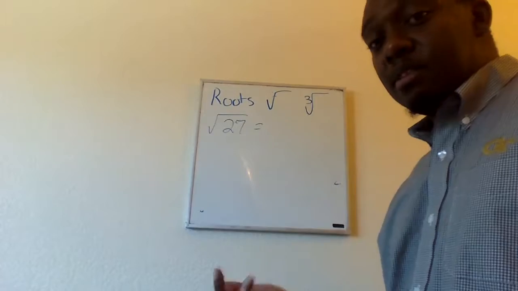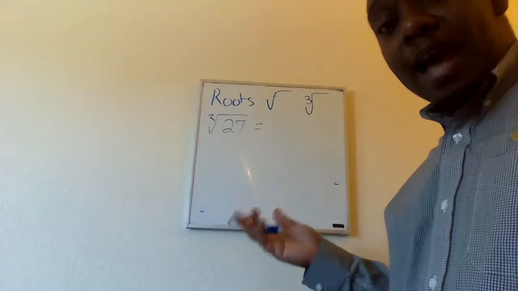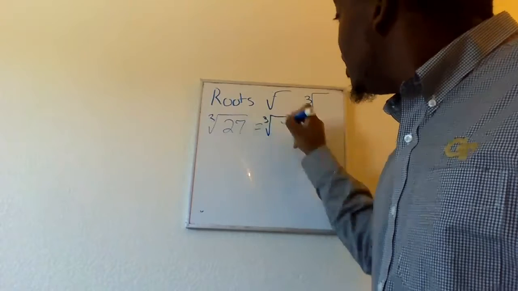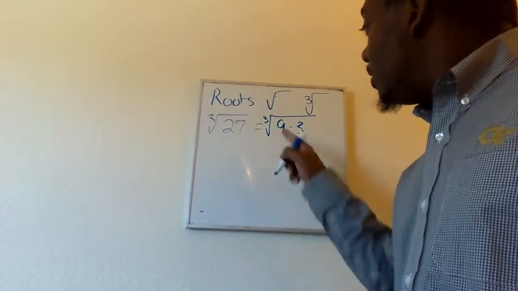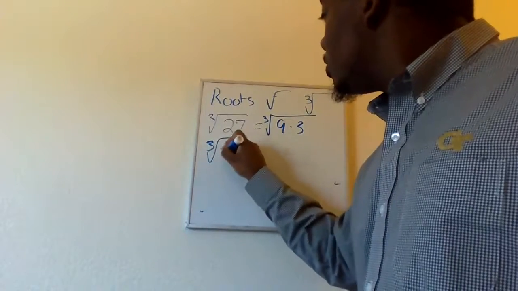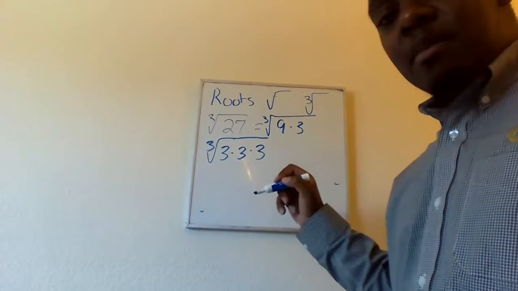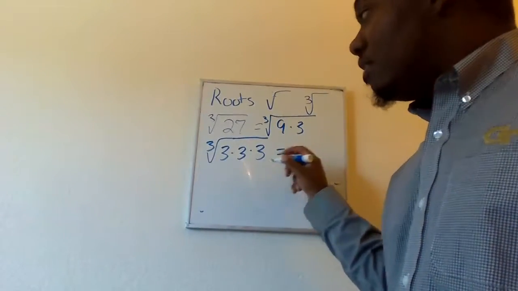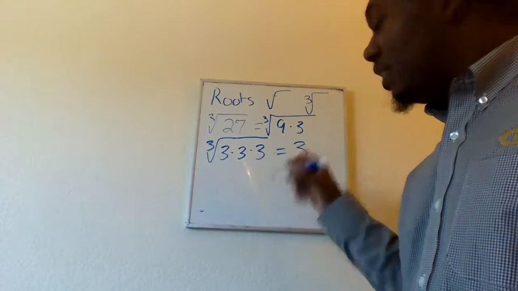Some of you may know it off the top of your head, some of you may not. So let's see if we can factor or break apart 27. Well, we know 27 is the same thing as 9 times 3 from our multiplication facts. And we know that 9, we can break up into 3 times 3. We have 3 of the same number. That means we can undo this cube. So therefore, the cube root of 27 is the same as the cube root of 3 times 3 times 3. So therefore, it's 3.